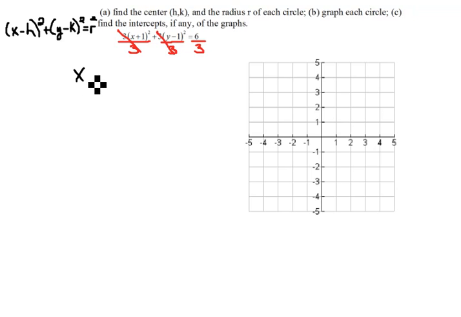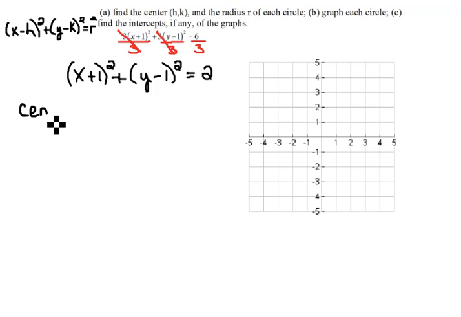So now we have (x plus 1) squared plus (y minus 1) squared equals 6 divided by 3, which would be 2. Now this is in much better standard form. So we can list out our center and our radius.